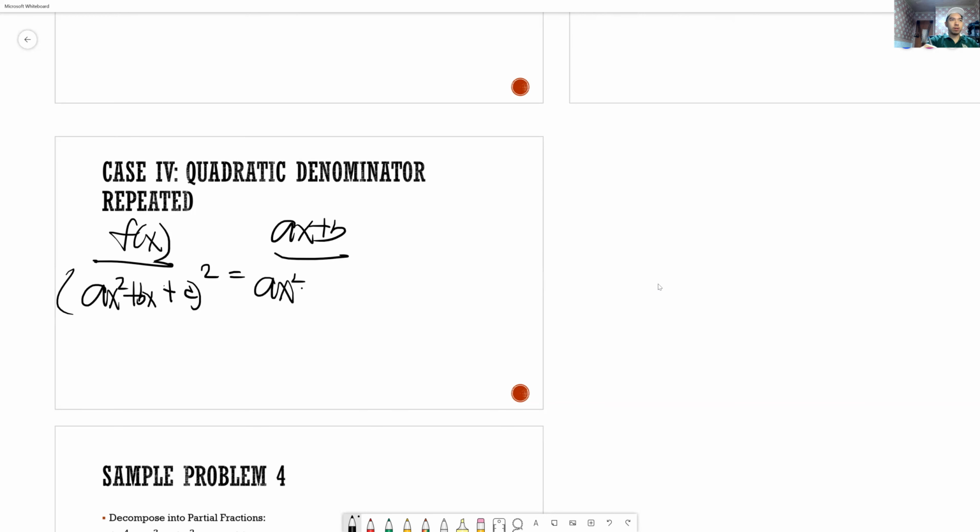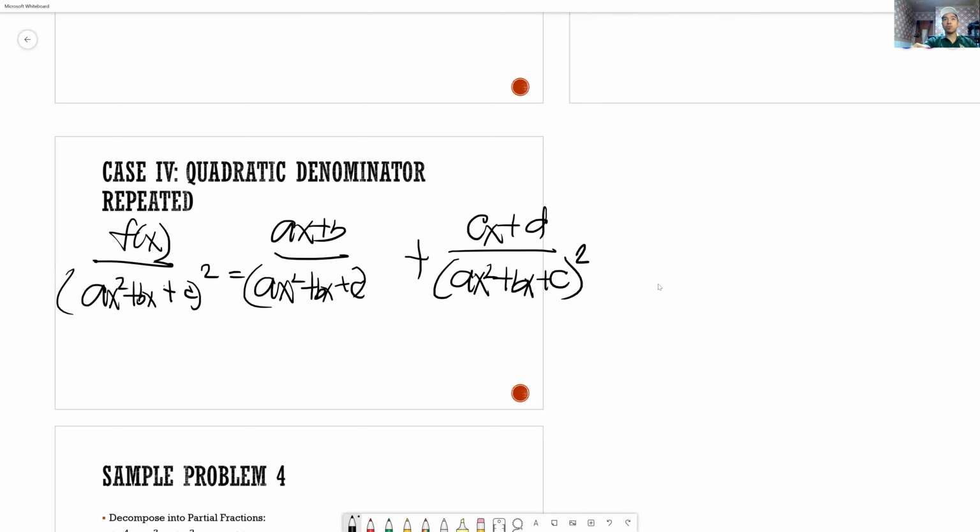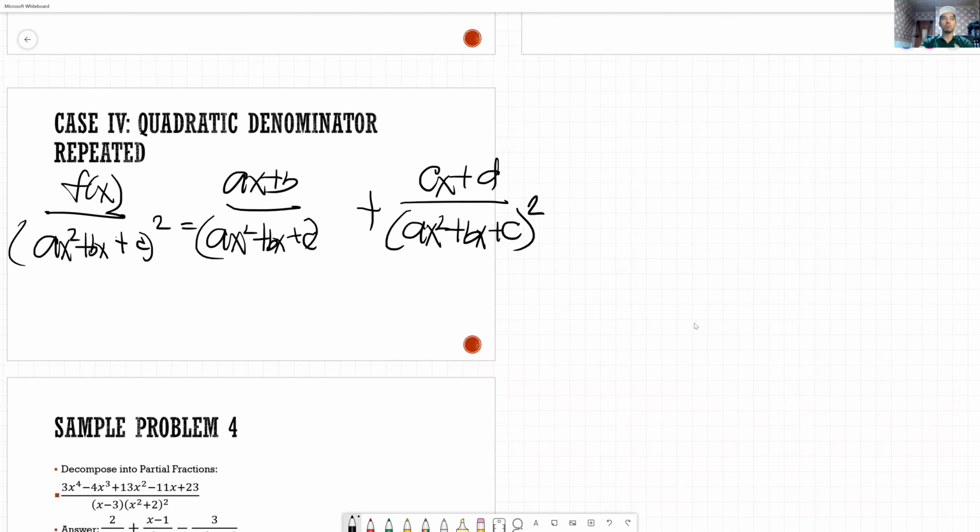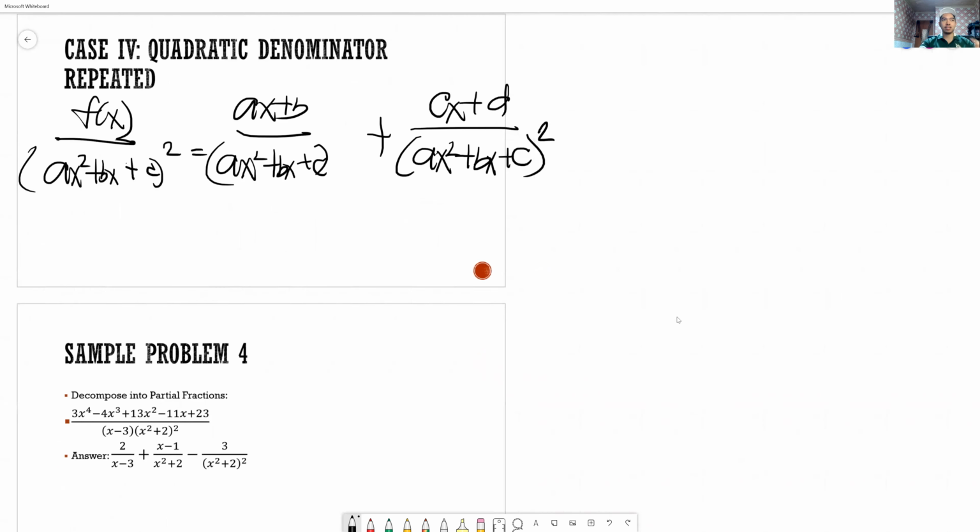So ax squared plus bx plus c. And what will happen here? Pause the video for a while. Come to think, if you're ready, you have your answers, play it. Plus cx plus d over ax squared plus bx plus c raised to squared, and as long as how many times it is being repeated. Okay. So let's now have a sample problem, which is the last part of this topic.